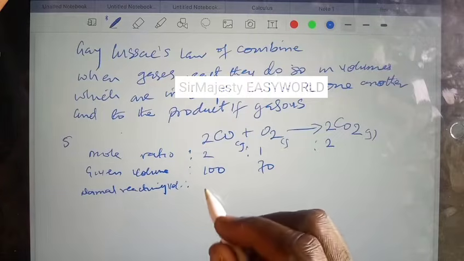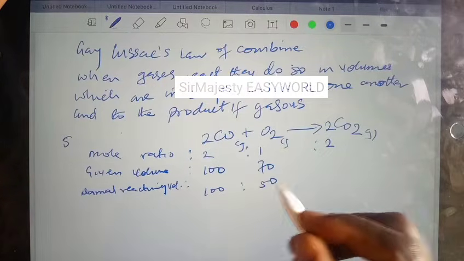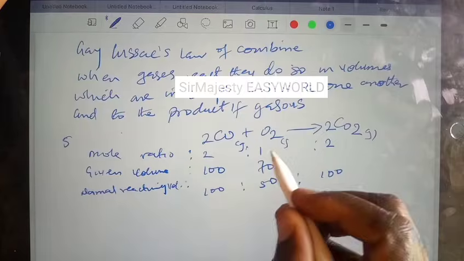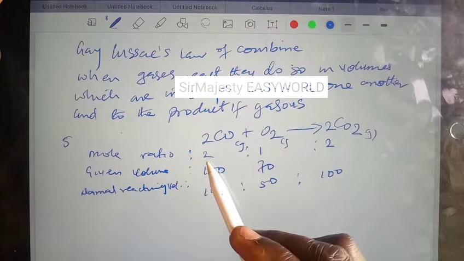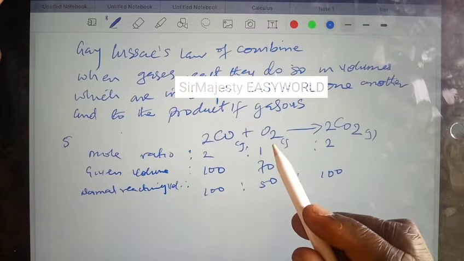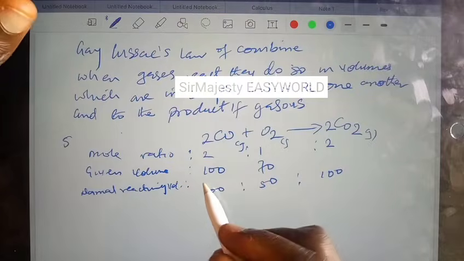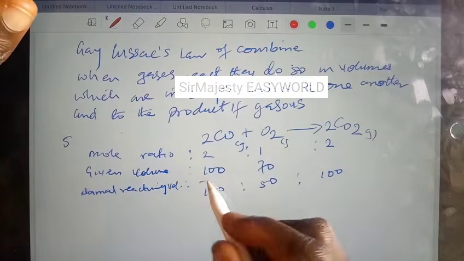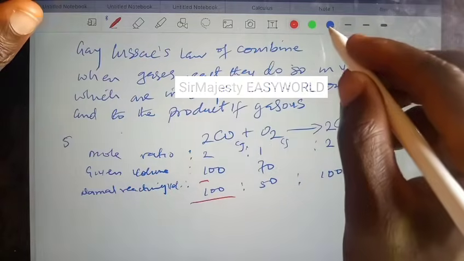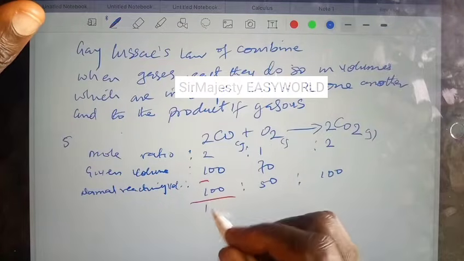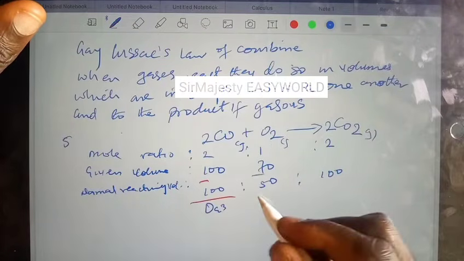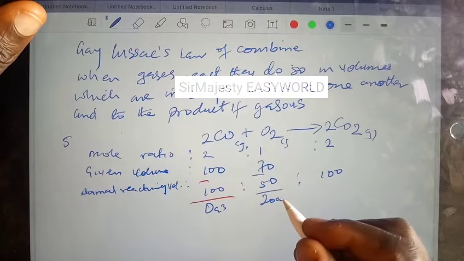So if 2:1, it shows that 100:50:100, following 2:1:2. Meaning that anytime oxygen by volume is half of carbon dioxide by volume. So if you have 2:1, 100:50, and 20:10 in that way, then you now put minus in between. Here you check which gas is in excess. 100 minus 100 is of course 0 cm3. Then 70 minus 50 of course is 20 cm3.